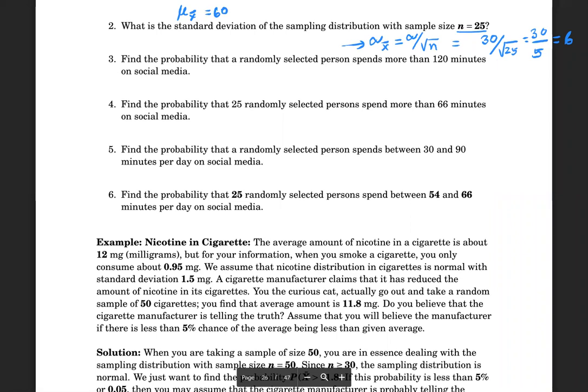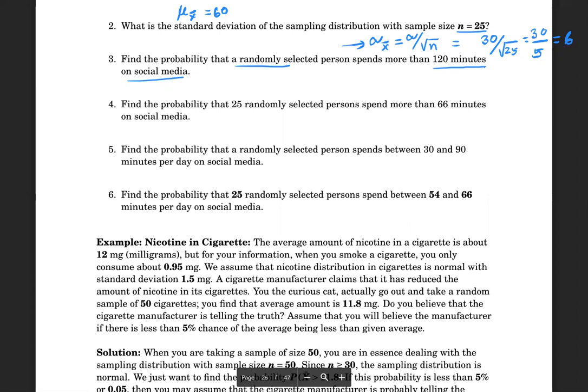Find the probability that a randomly selected person spends more than 120 minutes on the social media. So read carefully. A randomly selected person is just one person. So we are not talking about the sampling distribution anymore. We are talking about the regular population.